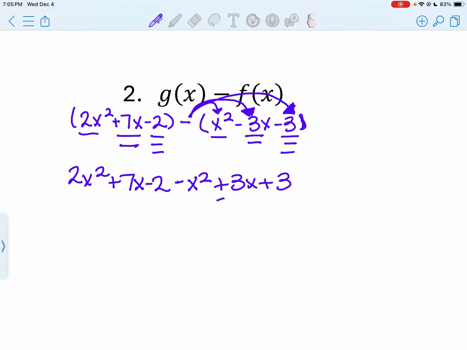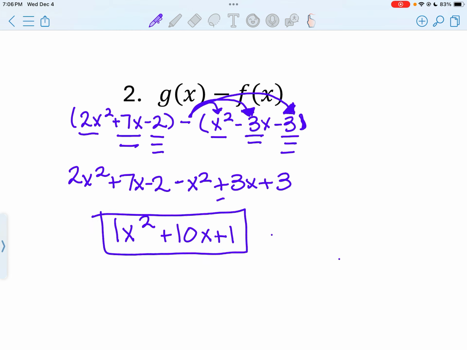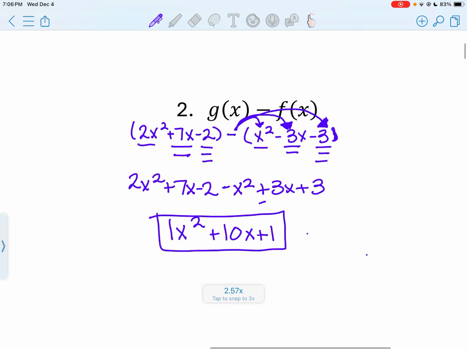Let me go ahead and combine like terms. 2x squared minus x squared is a 1x squared, or you could just say x squared. Plus 10x plus 1. And you're done.